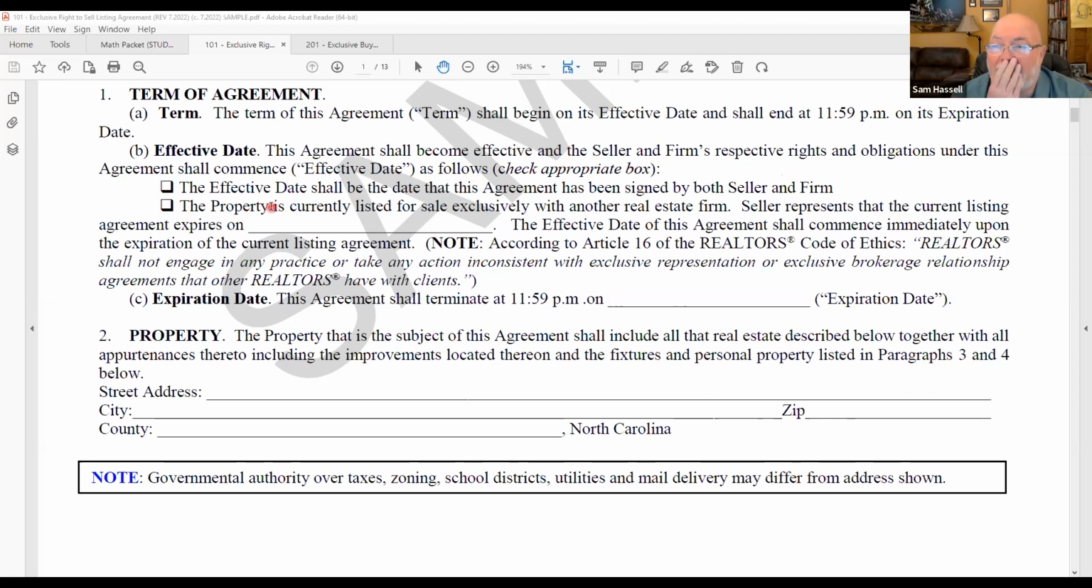Now, this is where I talked to earlier about if their client calls me up, right? It was Anastasia's client. I think I used her for an example. They called me up and said they want to change agents. Well, this is where I can go ahead and do this listing contract, but I can do it right here. And it says the property is currently listed for a sale exclusively with another real estate firm. The seller represents that the current listing agreement expires on this date. The effective date of this agreement shall commence immediately upon the expiration of the current listing agreement. So it's okay. I can go ahead and get into that, even though he might have a month left on Anastasia's listing. I can go ahead and do that. All right. And then our expiration date. All right. And that is a hard date.